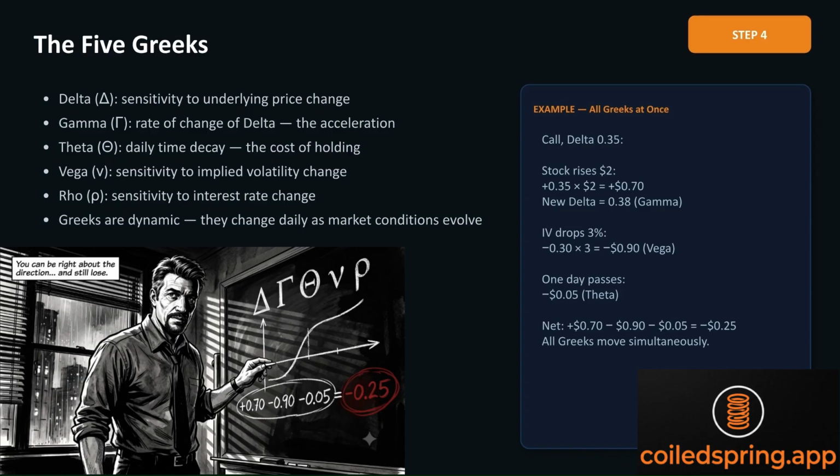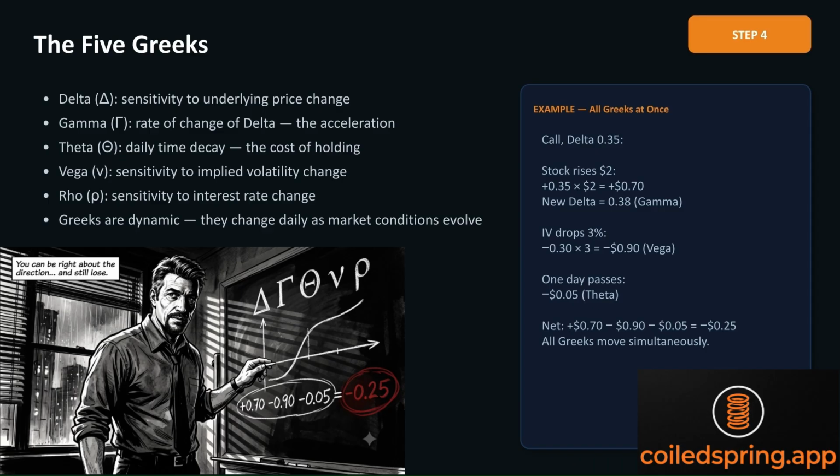Rho measures sensitivity to interest rate changes. For every 1% change in the risk-free rate, the option gains or loses the Rho amount. For short-dated options, Rho is almost irrelevant. You can ignore it for practical purposes. For long-dated options, with 18 or 24 months of rate exposure, Rho becomes meaningful. In rising rate environments, call values increase slightly and put values decrease slightly. In falling rate environments, the reverse.